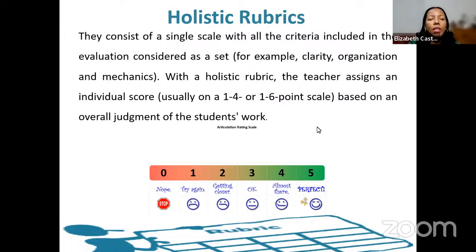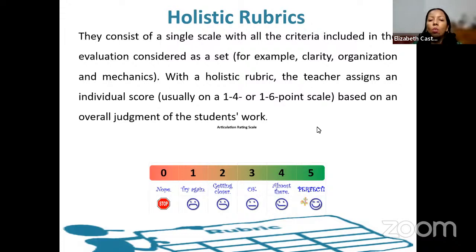So in this case, there are not many details in the criteria. So for example, the person in the area of clarity. Had clarity? No. Try again, 1. Getting close, 2. Okay, number 3. Almost there, number 4. And perfect, number 5.